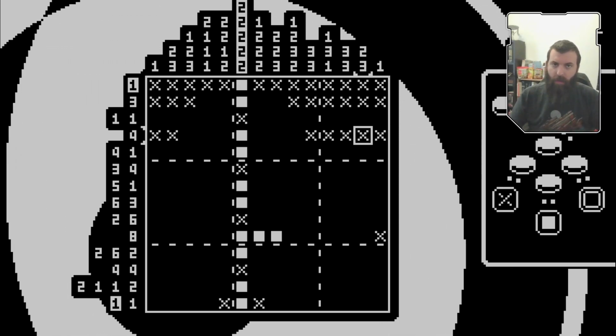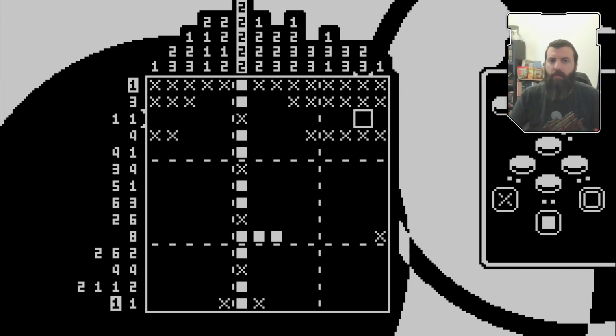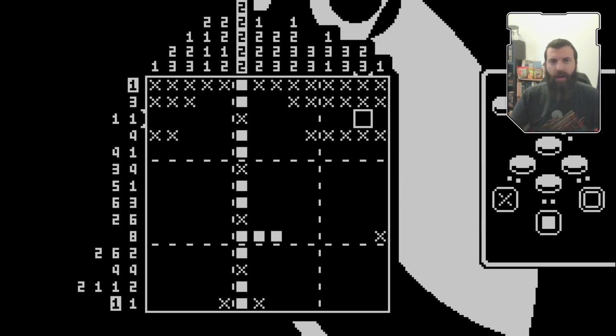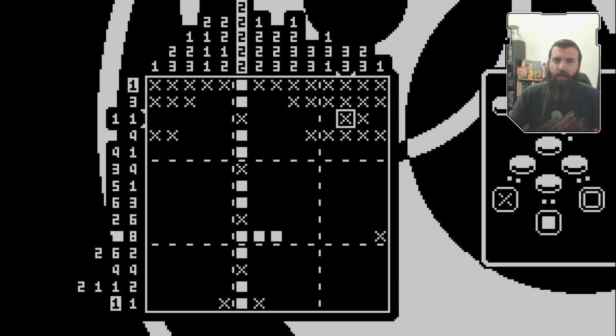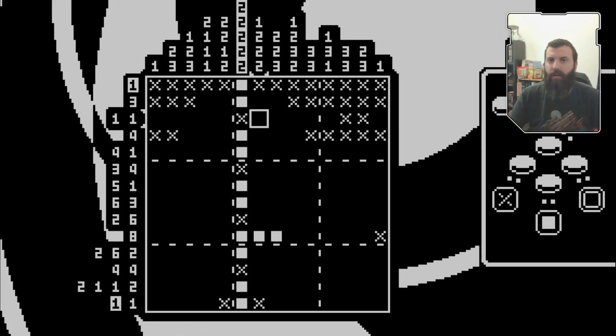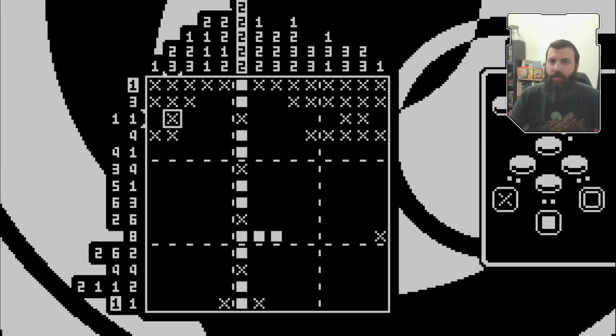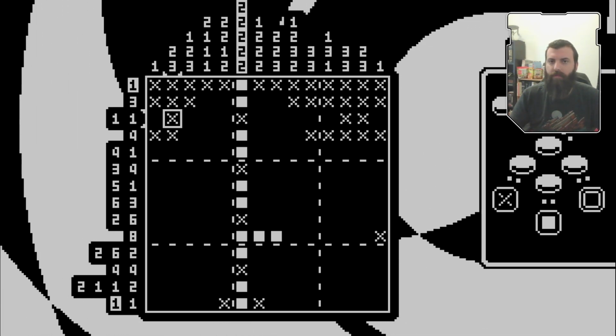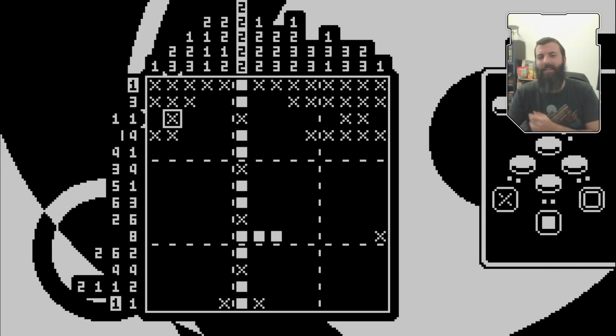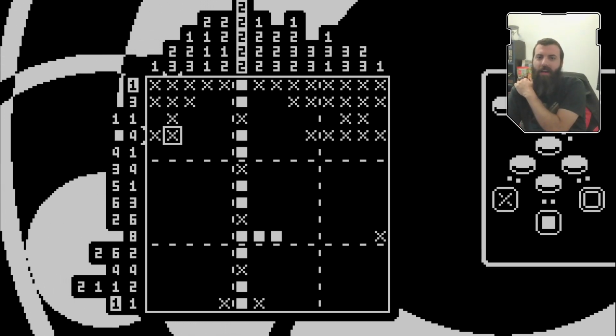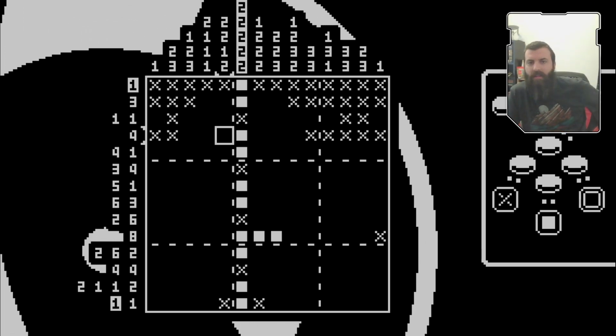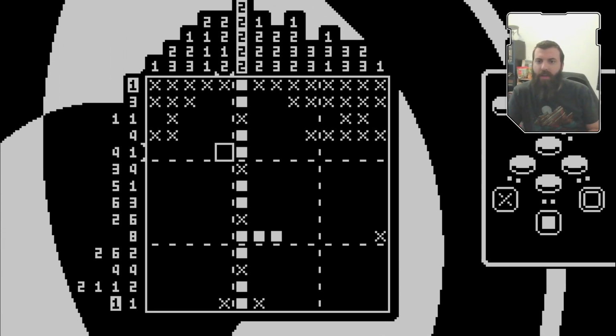Alright. Let's look vertically. We've got this gap here between our x's. We couldn't fit a 3 or a 2 there. Couldn't fit a 2 here. End of list. That.